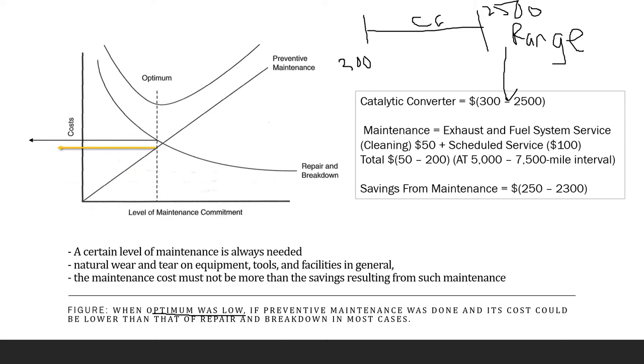So we're going to take a look at cost if you do preventive maintenance: exhaust and fuel system service, cleaning. That's going to cost you $50, and a scheduled service is $100, sometimes $80 most of the time, so $50 to $80. Doing your cleaning regularly is going to cost you $50 to $200, at a scheduled service interval of 5,000 to 7,500 miles. For oil, it's every 3,000 or 5,000 miles. Oil is food for the car. You need to change it. You can't just use old oil.